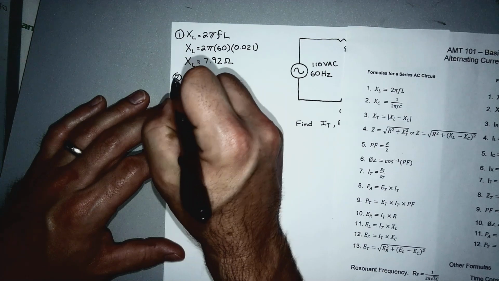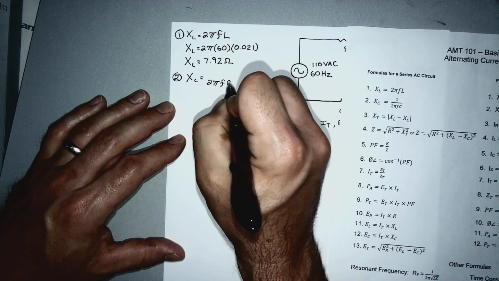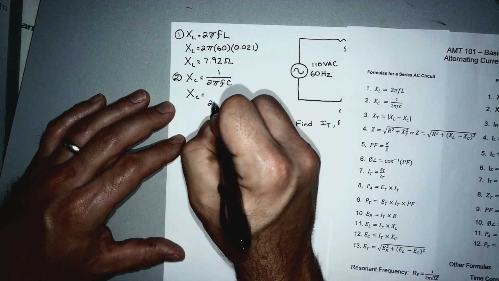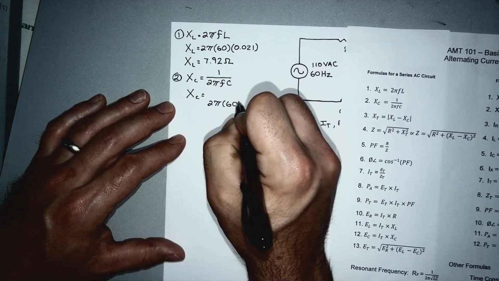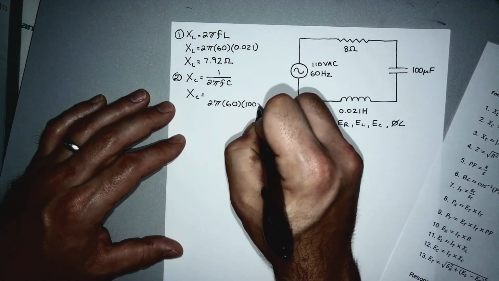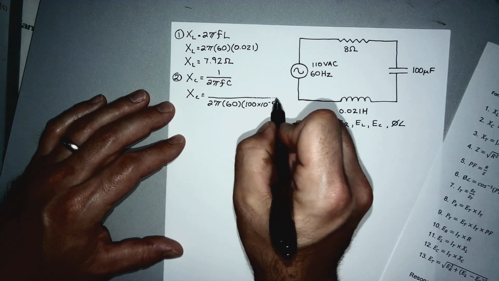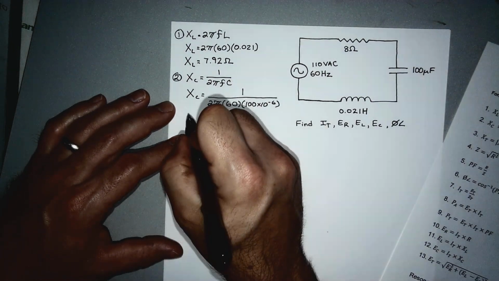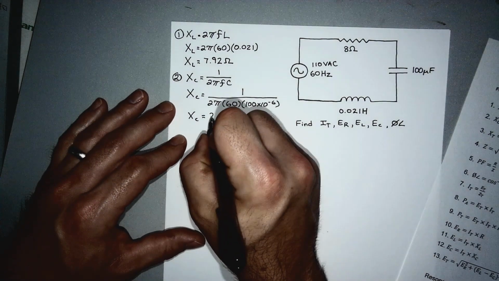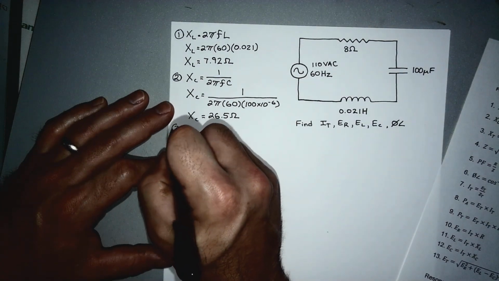Number 2 is X sub C equals the reciprocal of 2 pi times the frequency times the capacitance. Then we'll plug in some values here. So we have 2 times pi times a frequency of 60 hertz times a capacitance of 100 microfarads, so that's 100 times 10 to the negative 6. It's important that we don't forget to put it in the calculator that way. That will really mess you up if you forget that. So X sub C, if we correctly put that into the calculator, we're going to come out with 26.5 ohms. All right, moving on to number 3.